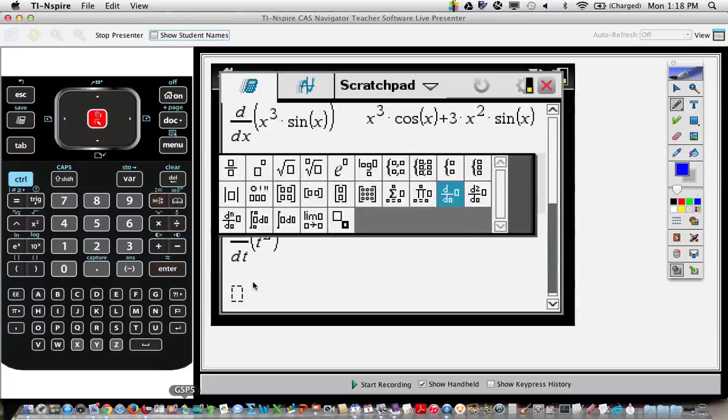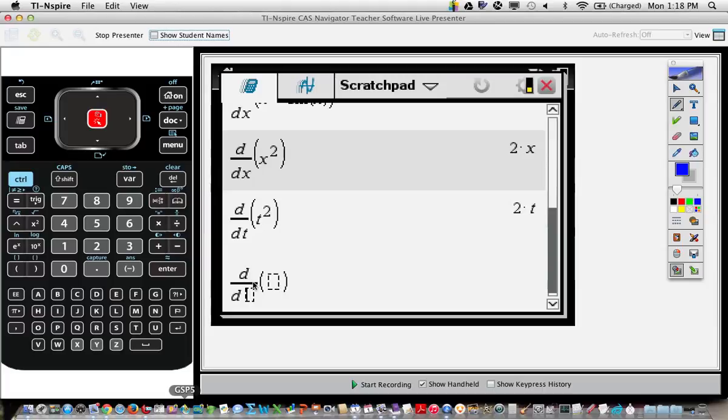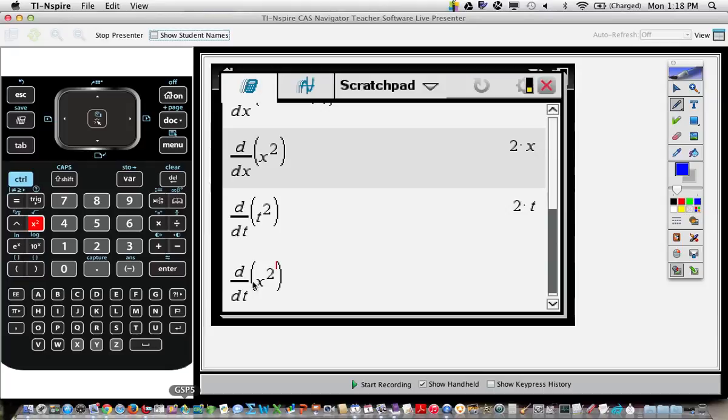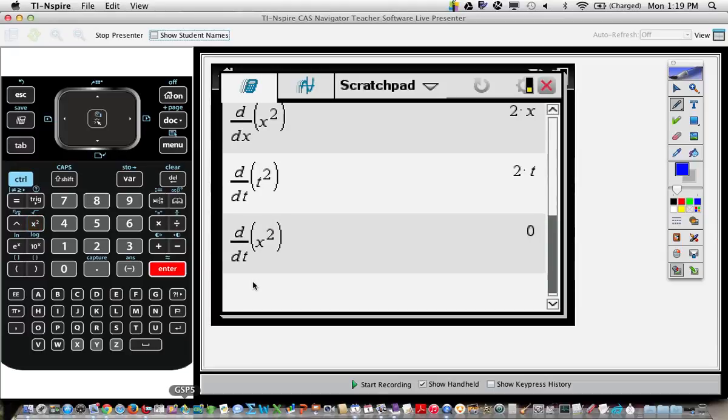This time put t in the bottom, but put x squared in there, and don't hit enter yet. Okay, anybody want to guess what's going to happen when we tell the calculator to do this derivative? An error. Might get an error, right? Hit enter. Okay? Now here's what the calculator is doing.